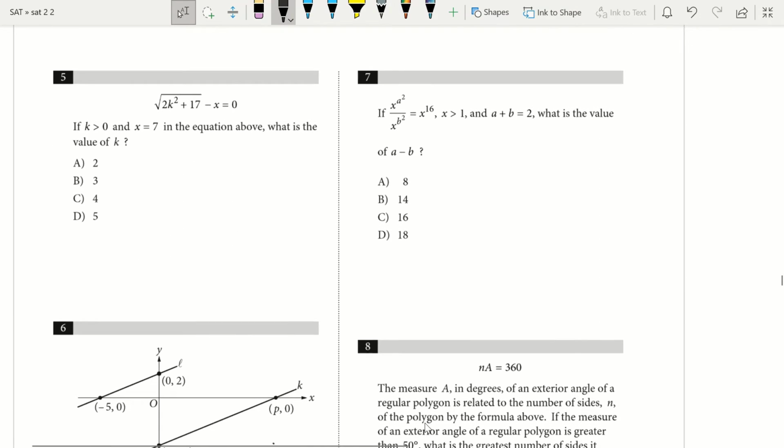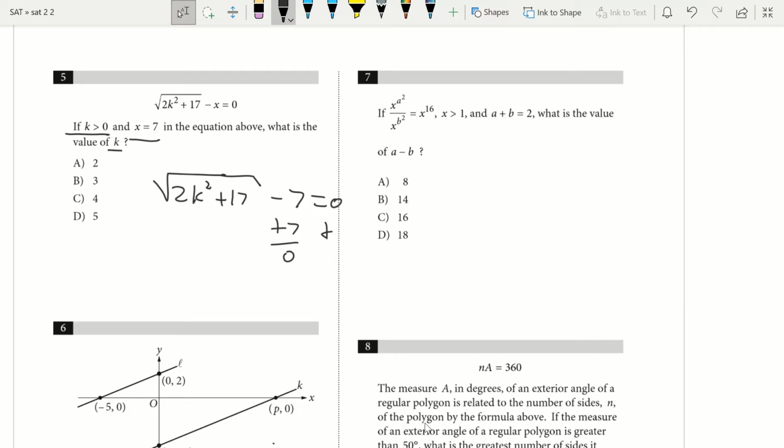Question 5. If k is greater than 0, which means k is positive, and x equals 7 in the equation above, what is the value of k? All right, so we'll go ahead and plug in 7 in our equation. So we have the square root of 2k² + 17, minus our 7, equals 0. So we'll go ahead and add 7 to each side before we square. So we have 7 equals the square root of 2k² + 17.